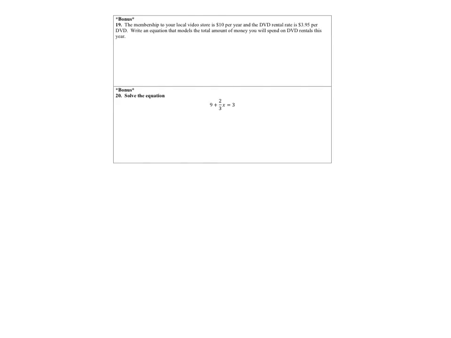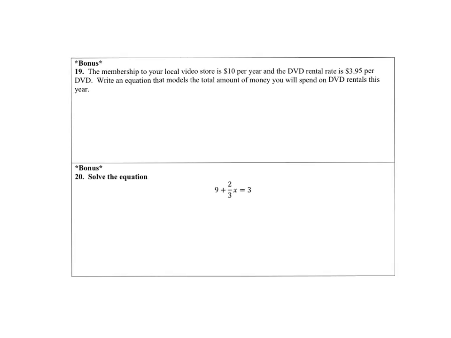Okay, 19 and 20 are bonus. I'm just going to read these. I'm not going to give you a whole lot of help here. The membership to your local video store is $10 per year, and a DVD rental rate is $3.95 per DVD. Write an equation that models the total amount of money you will spend on DVD rentals this year. So just make an equation. Like, try to figure out, okay, it's $10 and it's $3.95 per DVD. Now, you don't know how many DVDs you're getting, so that might be your variable. And then bonus here, solve this equation. Solve for x. You can do that.